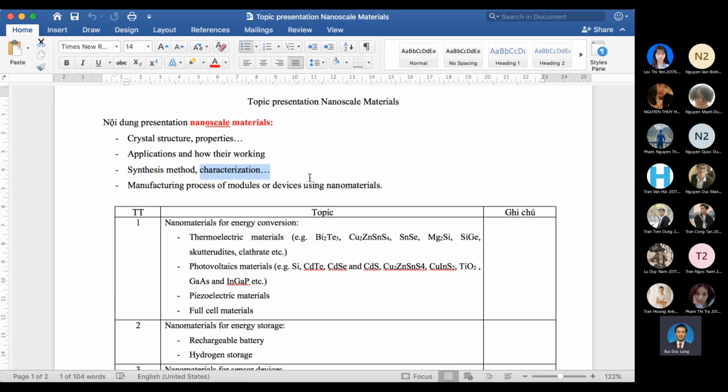The next content is that you have to show us the manufacturing process of the module. For example, if you want to apply the nanomaterial in sensor devices, you also need to present the manufacturing process to fabricate that device. You can give a brief on that manufacturing process.